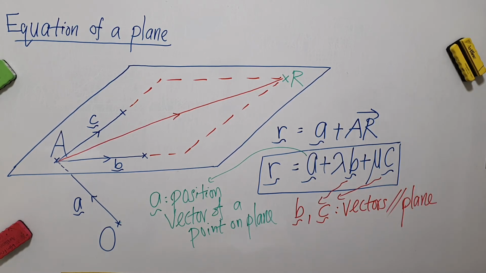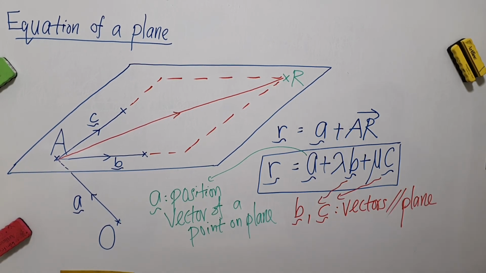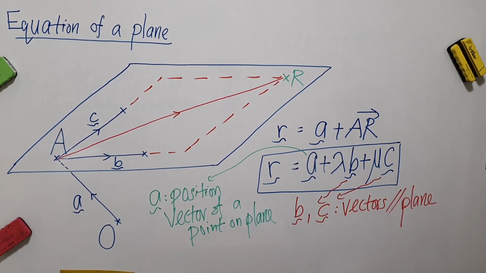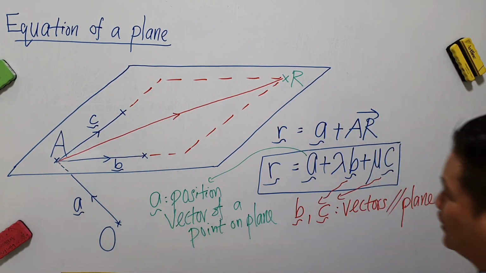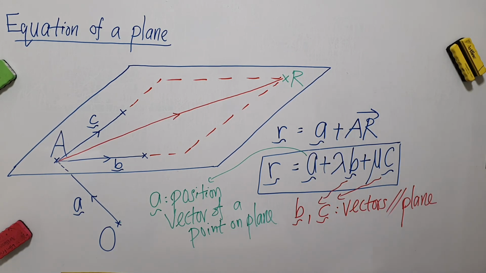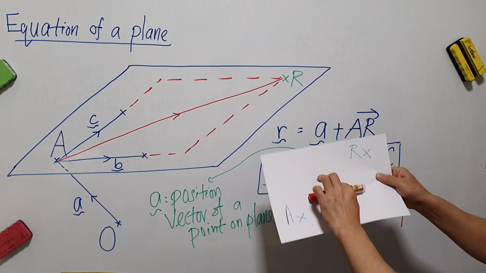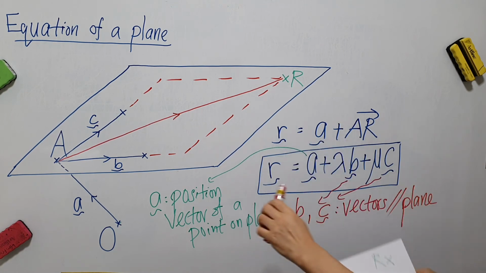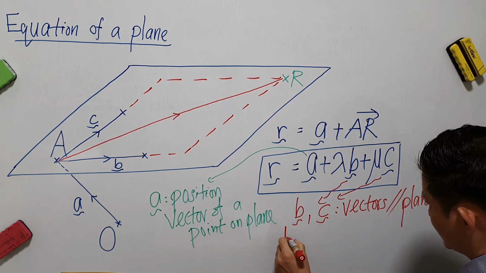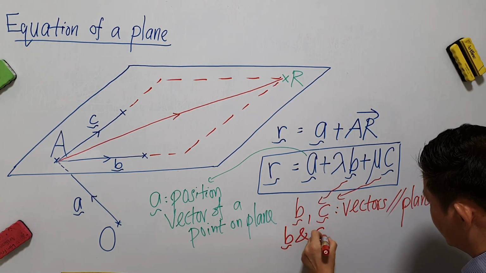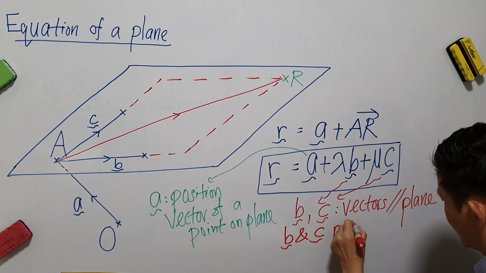Now, what's important to note is that it can be quite misleading to think that this vector B and this vector C must be on the plane. No, it need not be. B and C are just free vectors. Just vectors parallel to the plane will do. And another important note is that B and C are not parallel to each other.